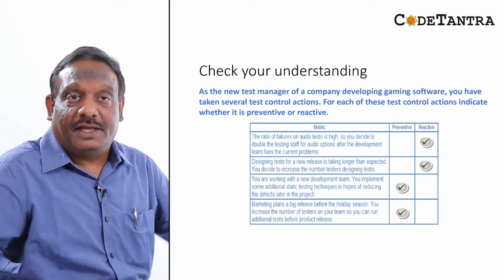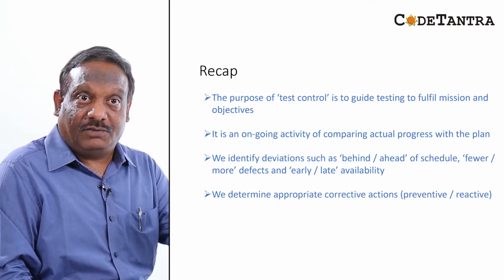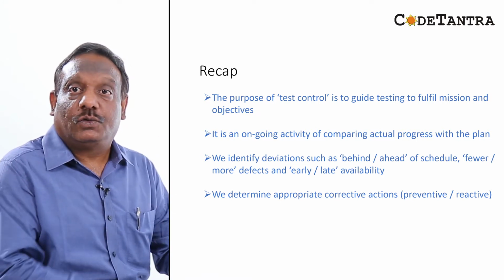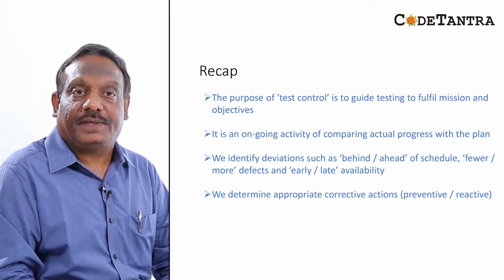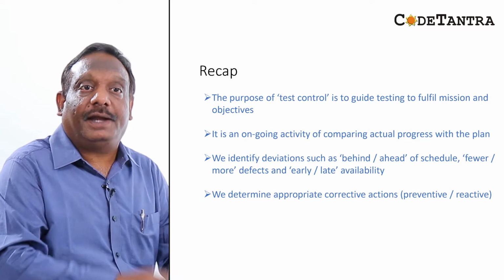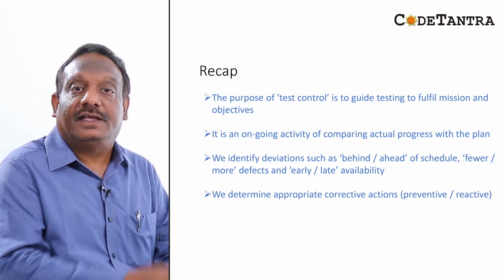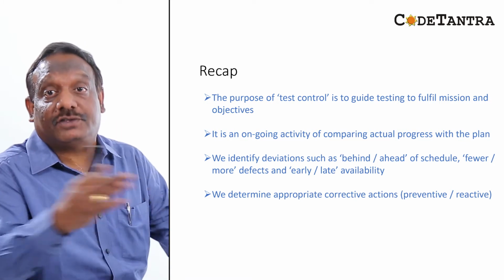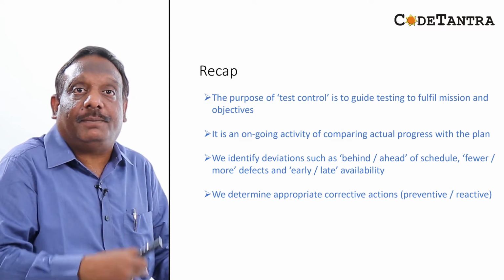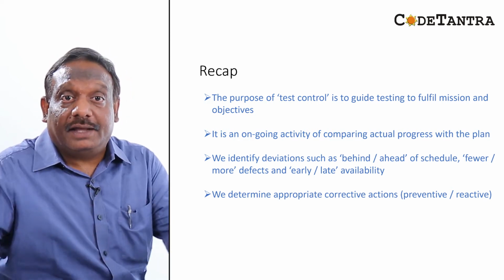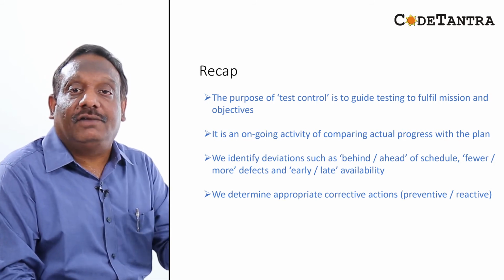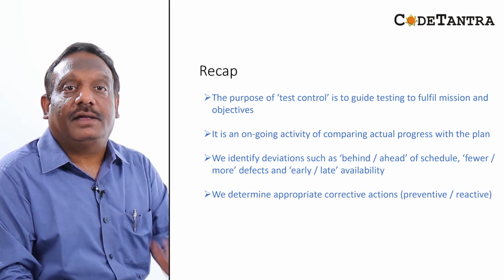So let us do a quick recap of what the activity called test control means. The purpose of test control is to guide testing to fulfill the mission and objectives. It is an ongoing activity of comparing actual progress with the planned progress. We identify deviations such as behind the schedule or ahead of the schedule, fewer defects or more defects, or early availability or late availability of a test environment. Like that, you understand the deviation and then we determine appropriate corrective actions, either preventive or reactive.